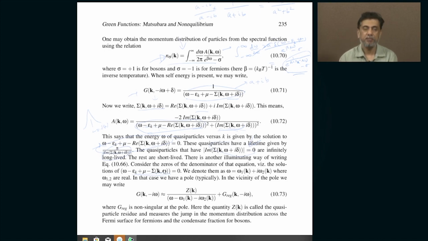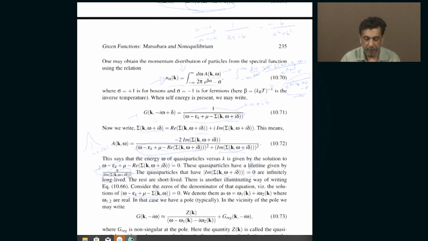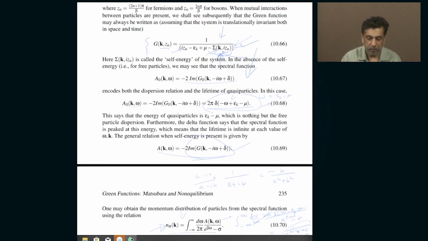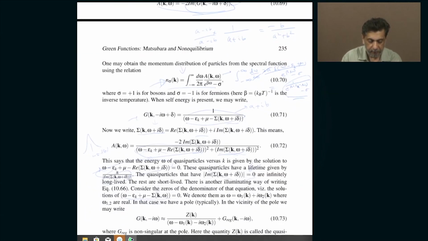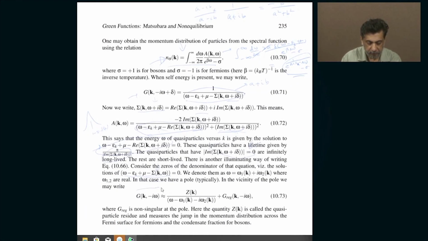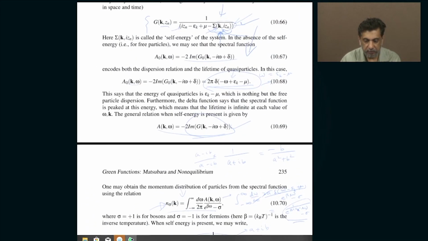So, omega 1 is the real part of omega, and omega 2 is the imaginary part of omega, which is the solution of this complex equation. Because sigma is complex, omega is a complex solution of this equation. If you decide to do it that way, then it is very easy to insert the appropriate omega there, and you can write down the Green's function in this way also. And you can usually think of this quantity as a pole.